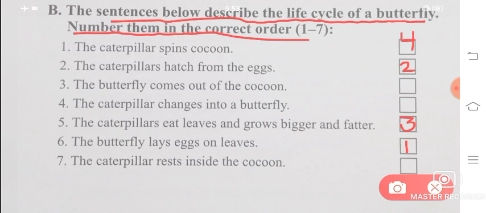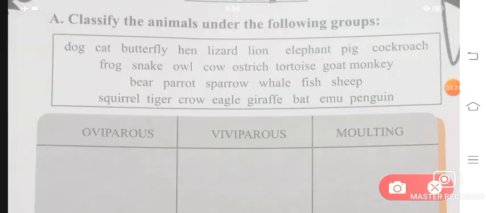This is your 4th statement. Number 5th statement is the caterpillar rests inside the cocoon. Number 6th statement is the caterpillar changes into a butterfly. Number 7th statement is the butterfly comes out of the cocoon.